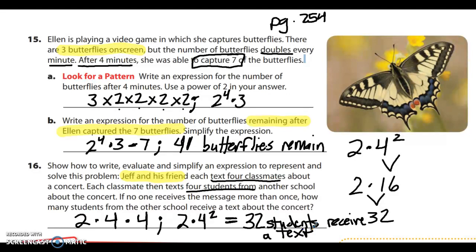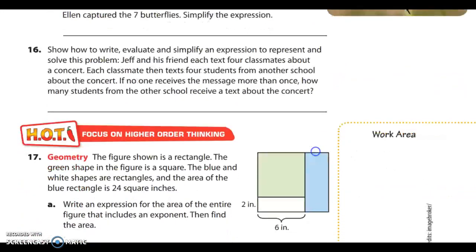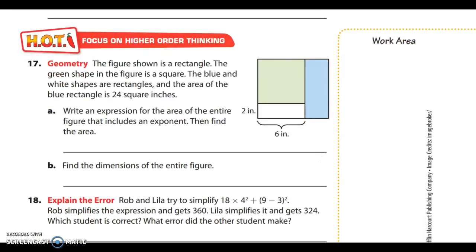About the concert, but that's good enough. We did good enough there. Okay, sweet. Let's move on. We are going to skip number 17. That means skip A and B, so you could write just the word skip right here. And we are going to do numbers 18 and maybe 19.